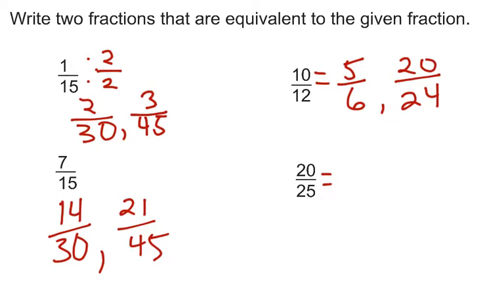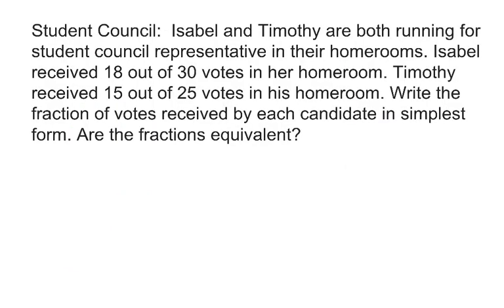20/25, both are divisible by 5, so I can reduce them to 4/5, and I can also double it, which is really easy to do, to get 40/50. Again, make sure that your answers have the same part-to-whole relationship. Let's look at one final example.